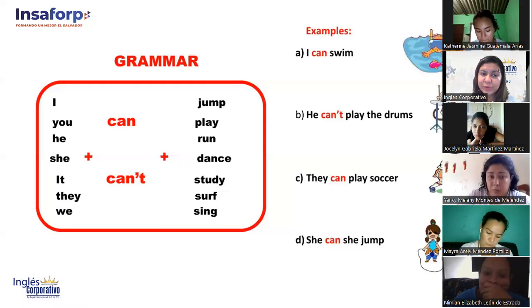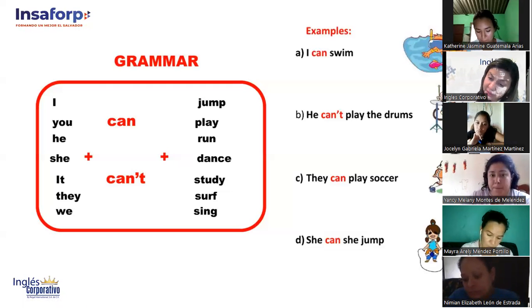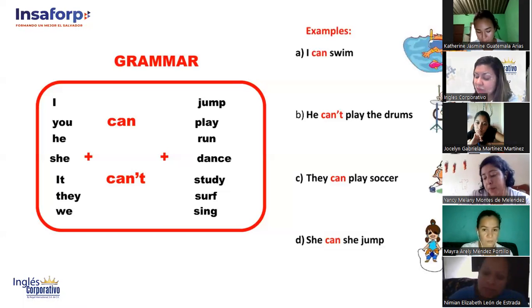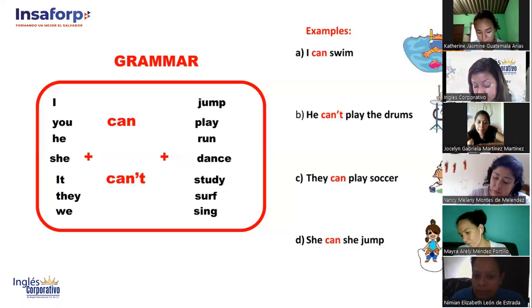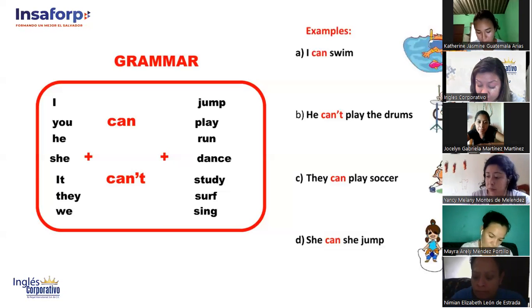Jonathan ha puesto una pregunta que si may es parecido a can. Okay, in this case, we are using can for abilities and talents. Estamos usando aquí el can como para decir habilidades y talentos. Pero can también se puede utilizar para permiso, para pedir permiso.